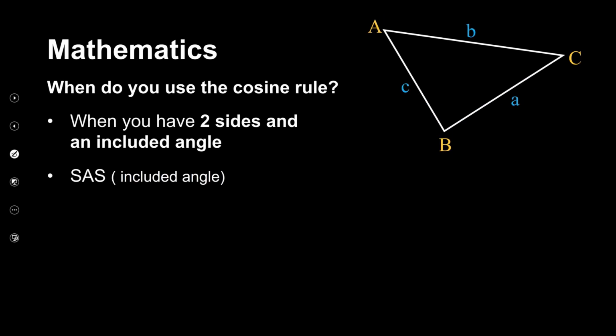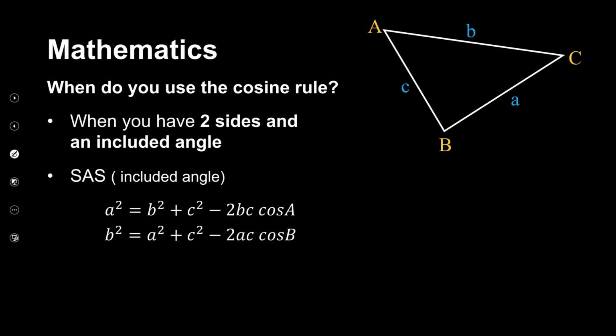Okay, and when do you use the cosine rule? When you have two sides and included angle. So what is the cosine rule? A squared is equal to B squared plus C squared minus 2BC cos A. B squared is equal to A squared plus C squared minus 2AC cos B. And can you remember the last version? C squared is equal to A squared plus B squared minus 2AB cos C.